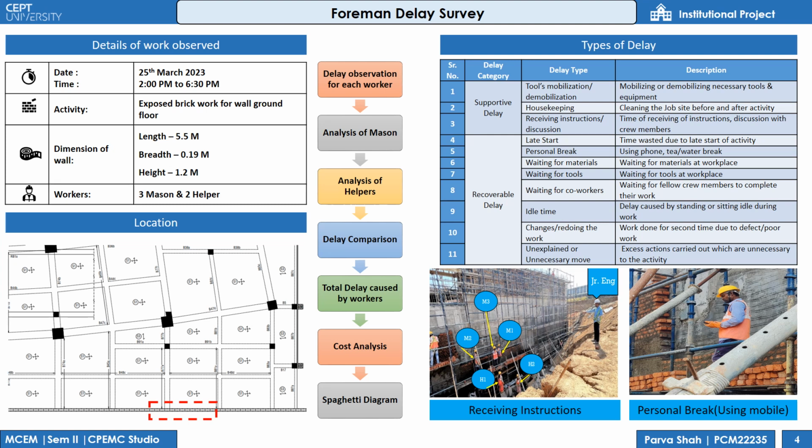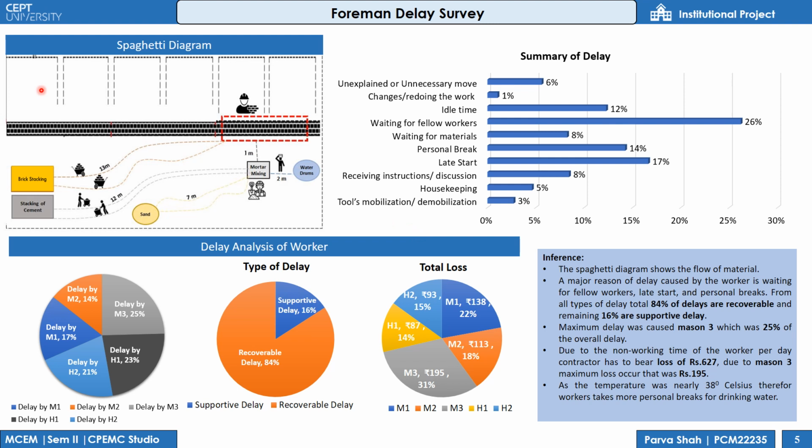Here the table shows the type of delays, which are divided into two categories, that are supportive delay and recoverable delay. Further, these categories are divided as shown in the table. Here this Pagdi diagram shows the flow of the work for this particular activity.